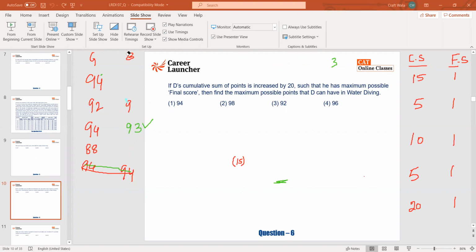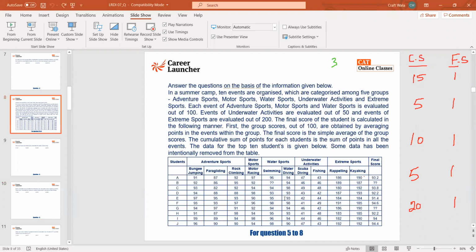Next, let's look at: if D's cumulative score is increased by 20, such that the final score is maximum possible, then find the maximum possible points D can get in water diving. So somebody has said D, कि you can take 20 more points, but you have to improve your final score. So if somebody gives you liberty, you can change your scores by 20. So let's look at this table.